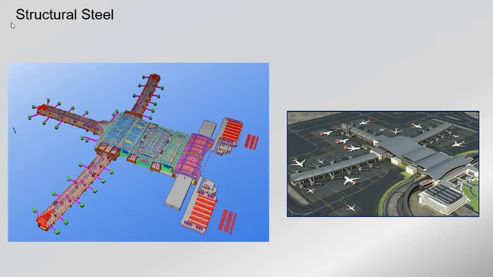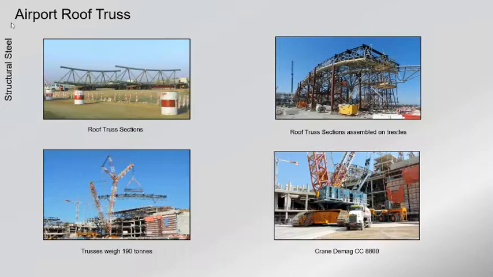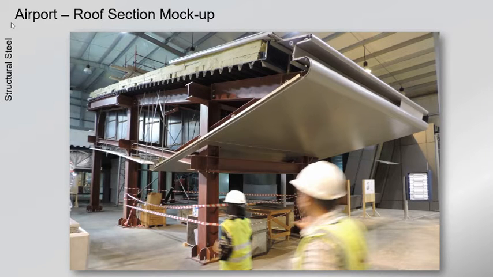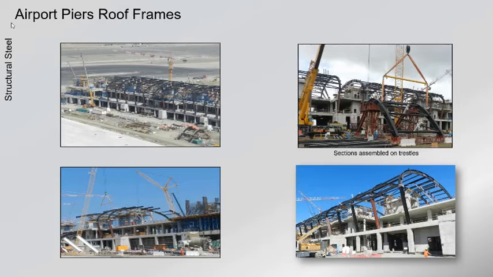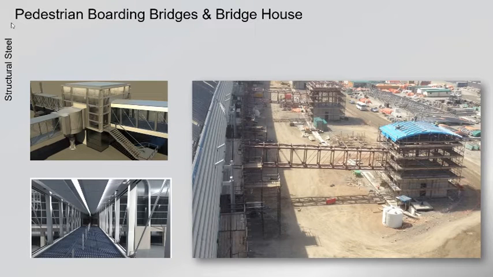Terminal building. The roof trusses are a maximum of 190 tons in weight. Shipped in prefabricated sections, welded together on trestles and lifted into position. Mock-up of roof construction. Structural steel to the piers. Pedestrian boarding bridges and bridge houses. Pier construction photographs at various time stages.